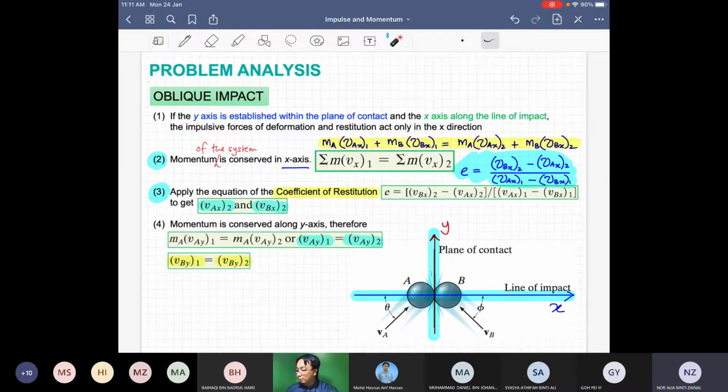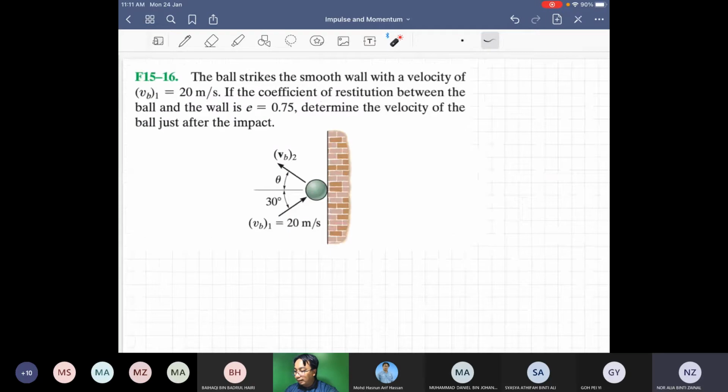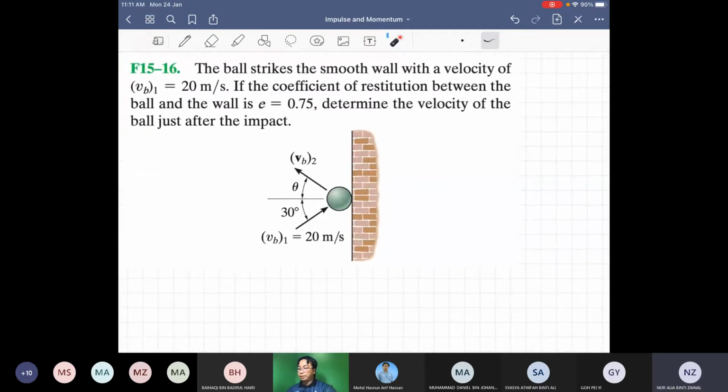Okay. So kalau tak ada soalan, let's look at an example problem. The ball strikes the smooth wall with a velocity VB 20 meter per second. Okay, tapi kalau you tengok dekat sini, 20 meter per second ni pada angle yang sengit ni. Bukan 20 meter per second in x-axis. No. 20 meter per second at an angle ni lah.